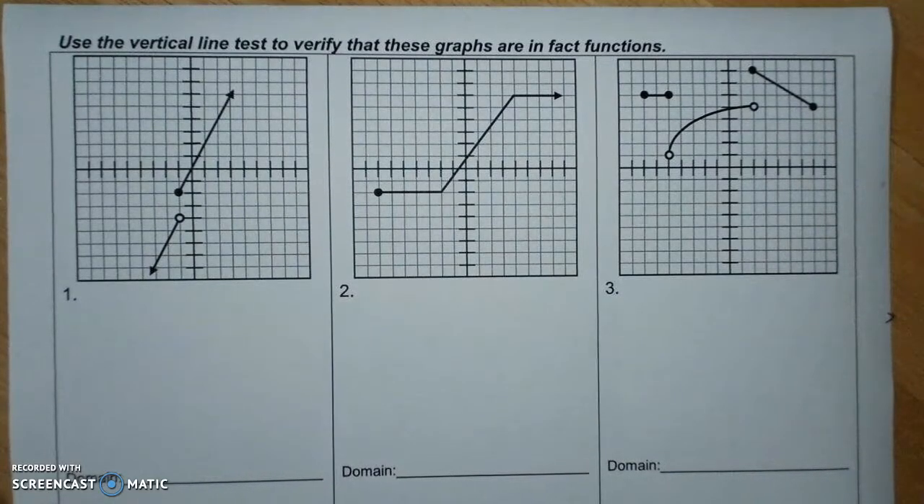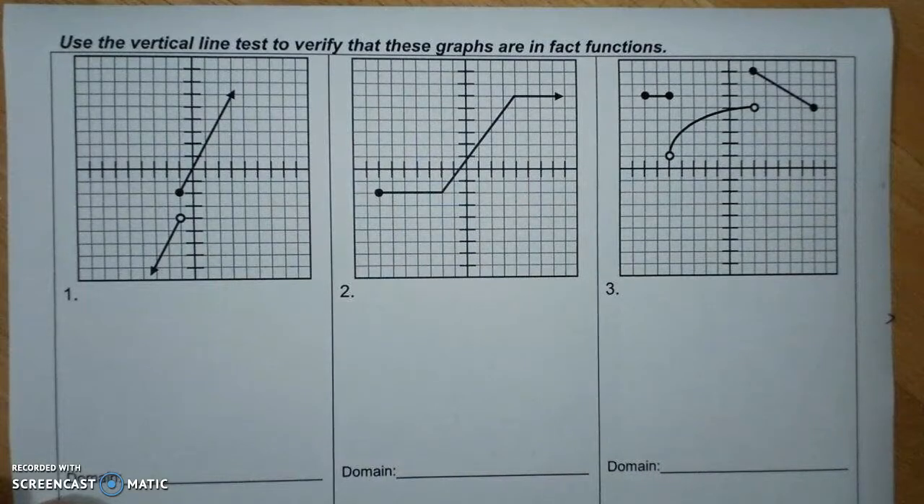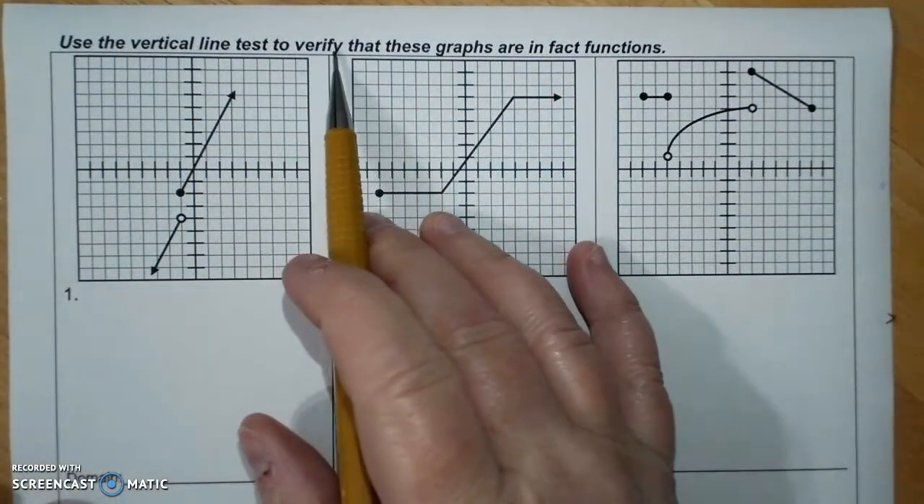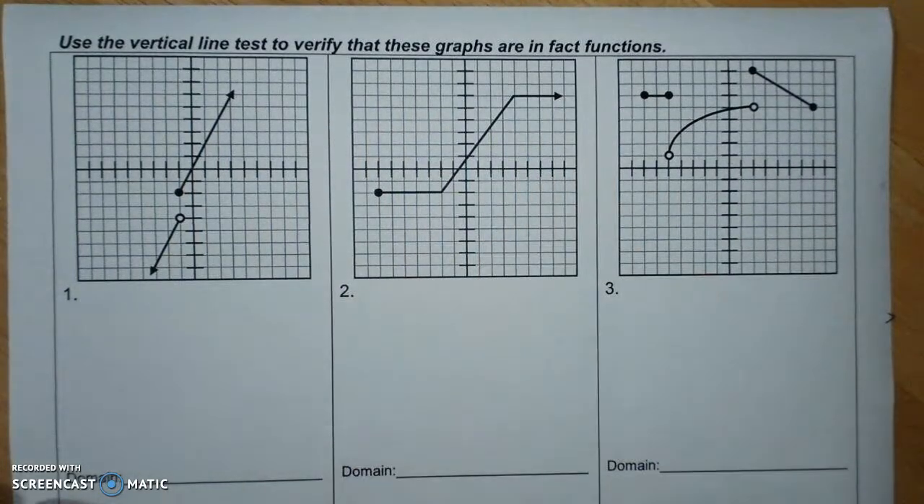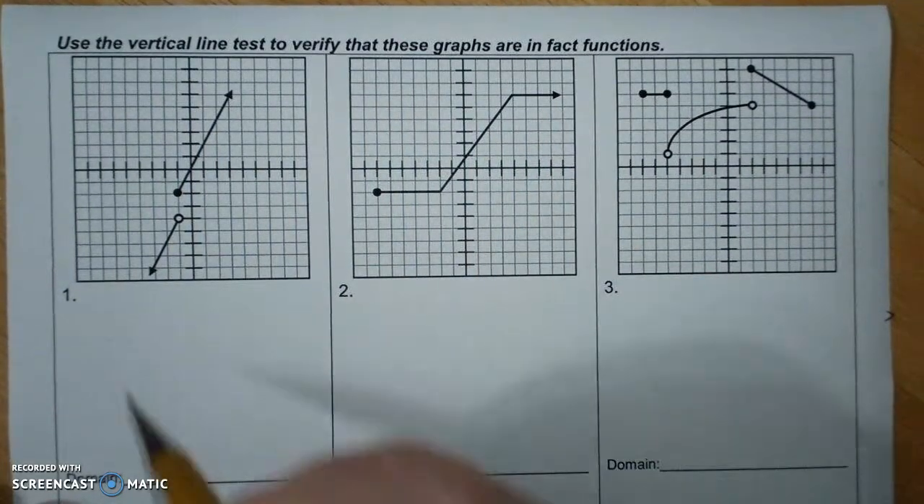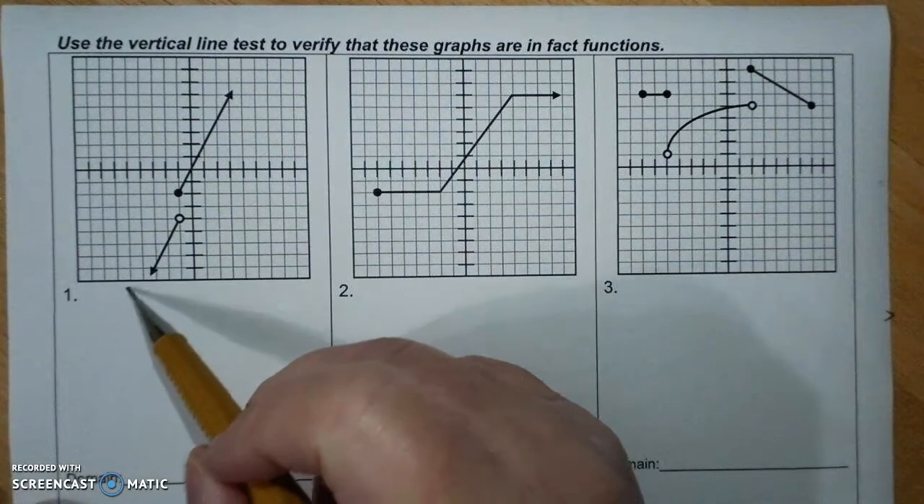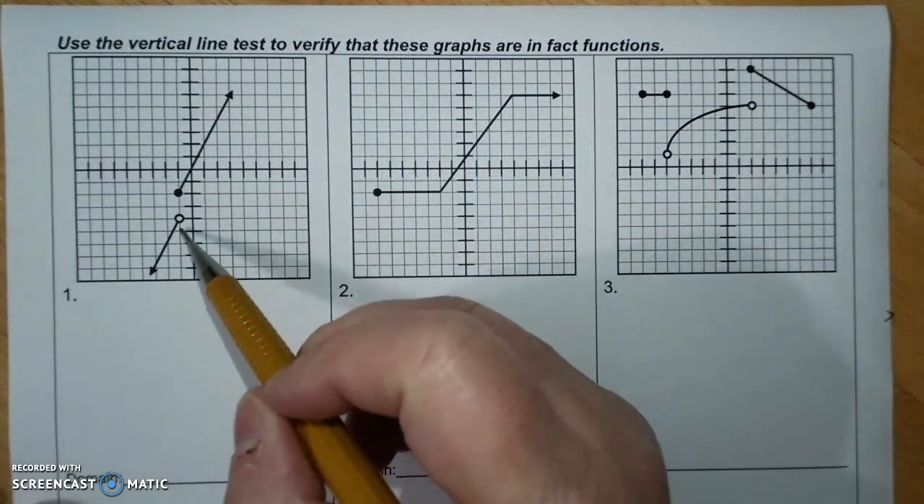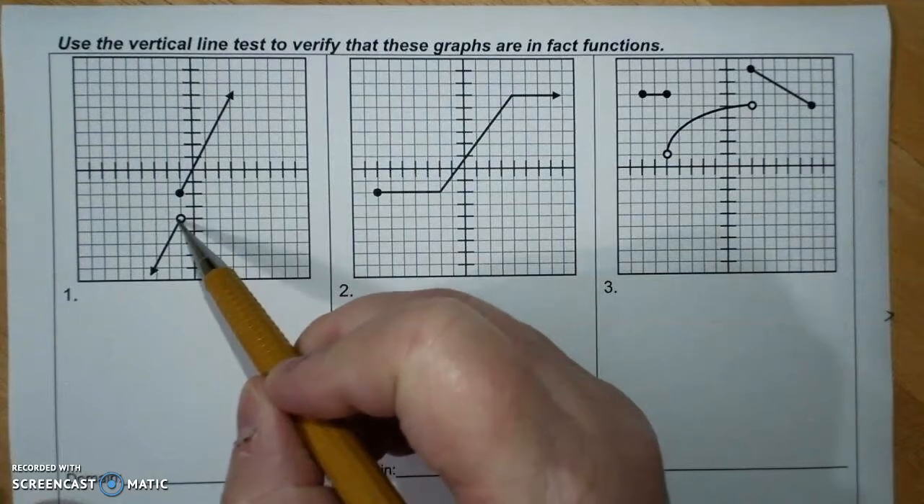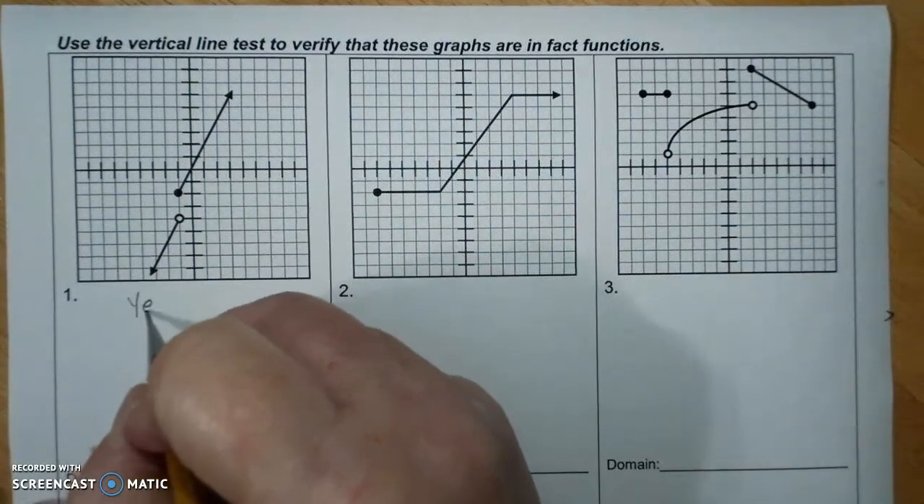This is a continuation of 10-3, piecewise functions, domains and ranges of piecewise functions. It says use the vertical line test to verify that these graphs are in fact functions, and then we're going to have to find the domain and the range. I'm going to look if any place vertically has two closed dots. If it has a closed and an open, that is okay, so that is a function.